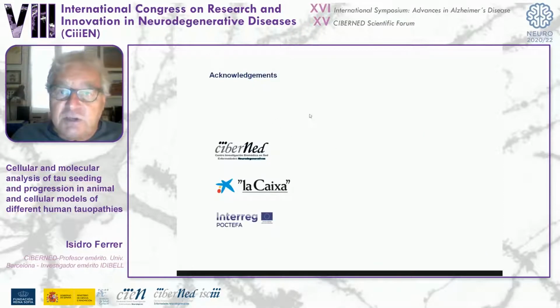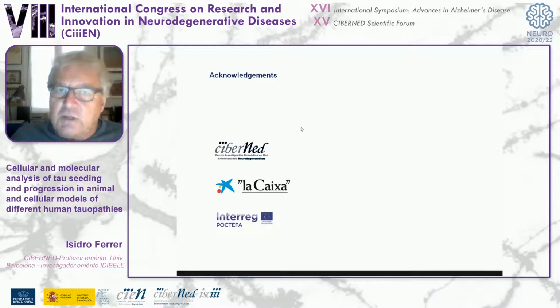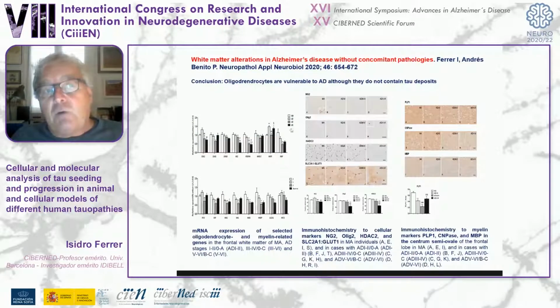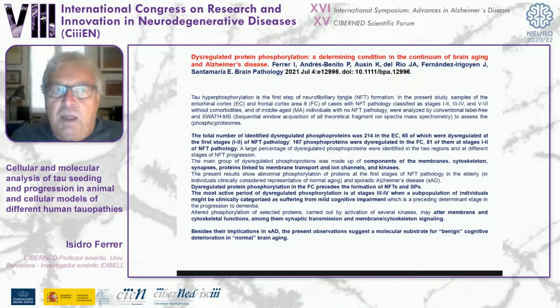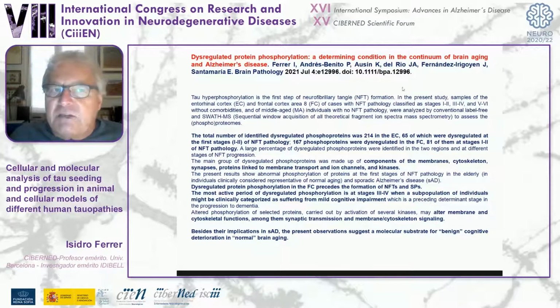And I would like to finish here only to say that COVID has produced some impairment and delay in the results, but we have, and it's just one minute, to show that we have done other kinds of studies in the meantime. So what we have demonstrated is that white matter Alzheimer's disease produces alterations in the white matter in oligodendroglial cells and astrocytes. And also a very important point is that the regulated protein phosphorylation is a determining condition in the continuum of brain aging and Alzheimer's disease.